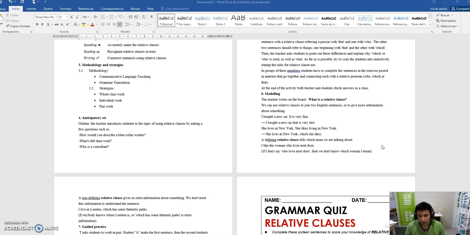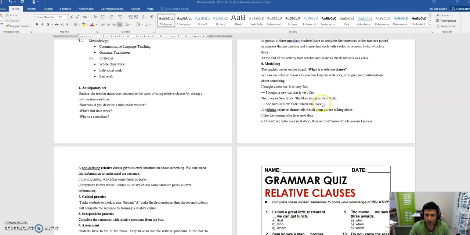The sentence will be like this: I bought a car that is very fast. You see how it's connected to the other sentence. Another example: she lives in New York, she likes living in New York. So how do we connect it? Let's see how we do it. The sentence will be like this: she lives in New York, which she likes. You see the difference?